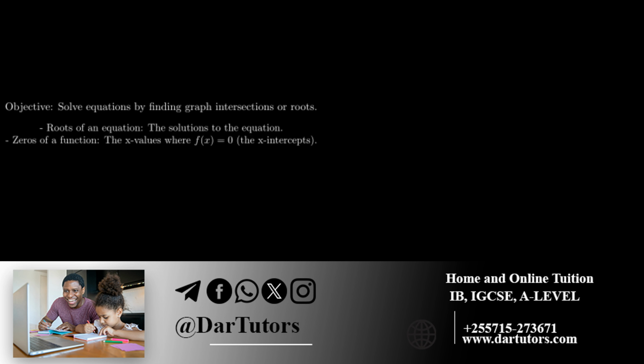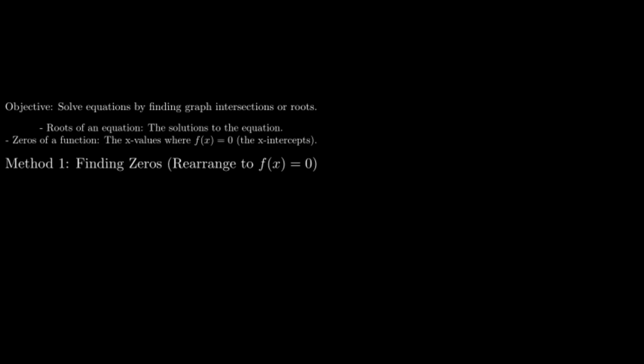There are two primary ways to solve an equation like a of x equals b of x using graphs. The first method is to find the zeros. This involves rearranging the equation so that one side is 0. Let's take an example. Suppose we want to solve the equation x squared equals e to the x. Algebraically, this is very difficult, but graphically we can handle it.